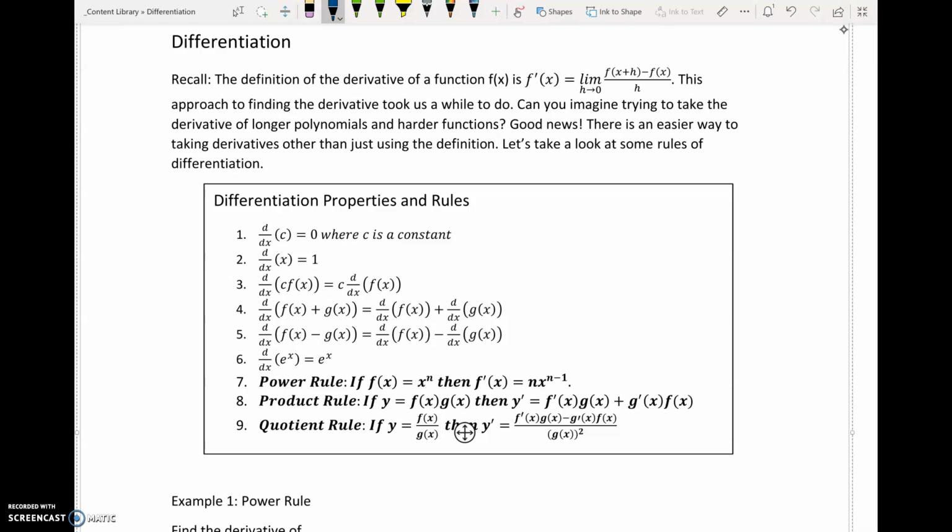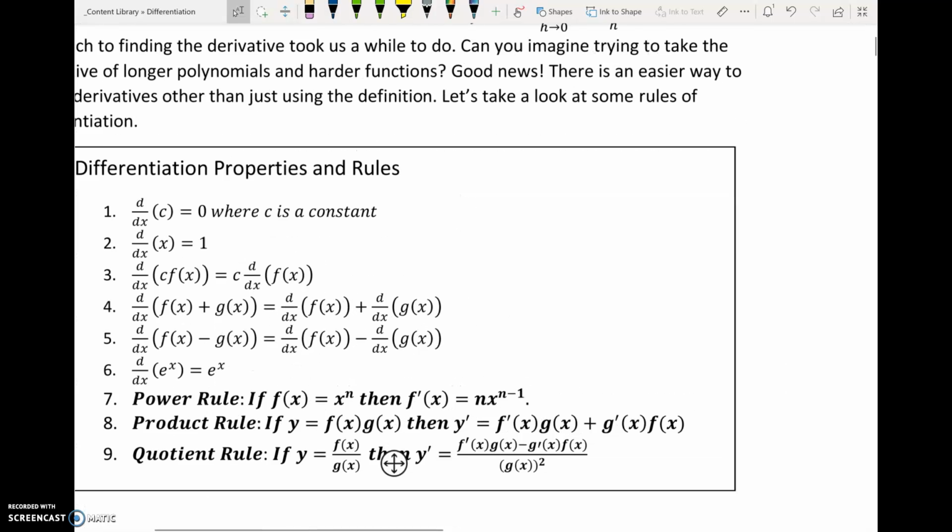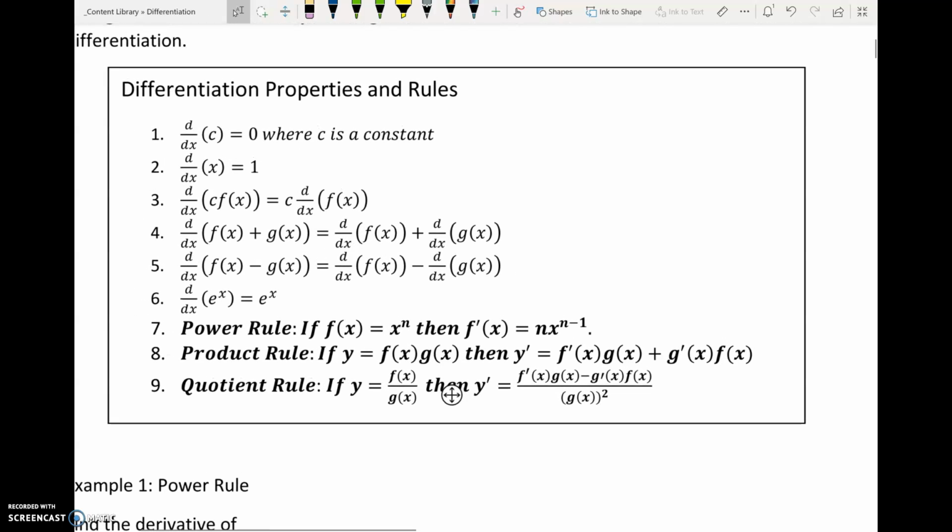We're going to show you some differentiation properties and rules that you can use to find the derivative of many different types of functions, and it'll be a lot easier. So let's look at some properties and rules. The first property is that if you take the derivative of any number, it's just going to be 0. So the derivative of 2 is 0. The derivative of 5 is going to be 0, and so on.